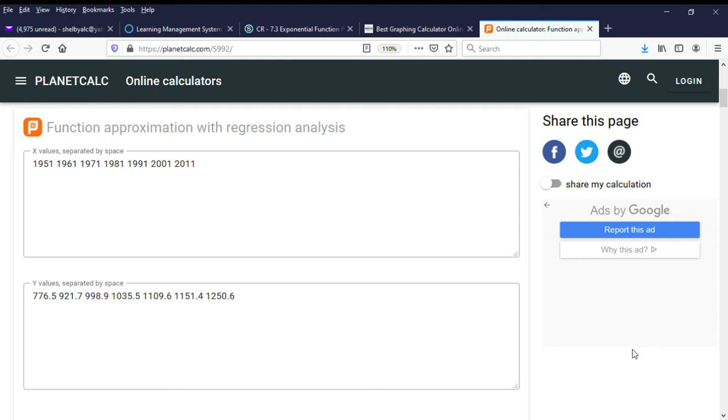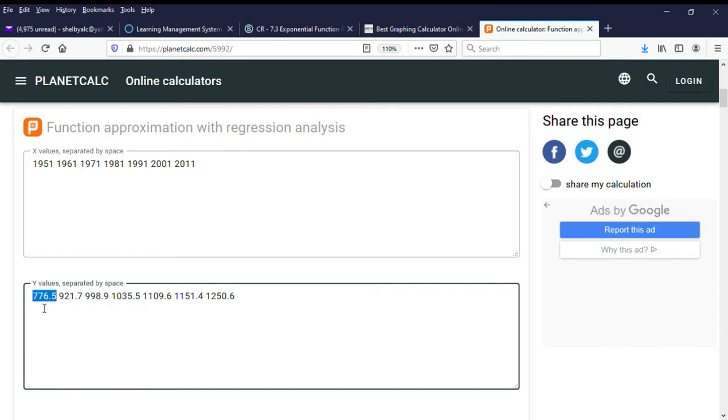So this is the example on the first page that says the population of Manitoba is given from the years 1951 to 2011. I've got a data table and I'm putting in my X values separated by a space here. This is PlanetCalc.com/5992. You can see that's a link on Schoology. This is the online tool that we'll use on our phones and computers to do the regression. So we're typing in the X values separated by spaces, and the Y values separated by spaces.